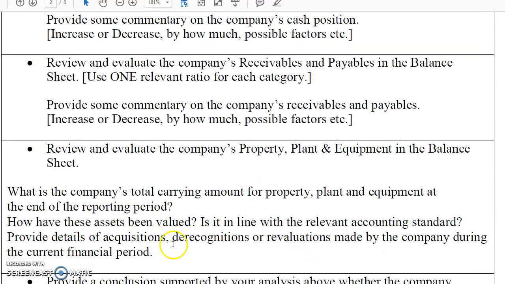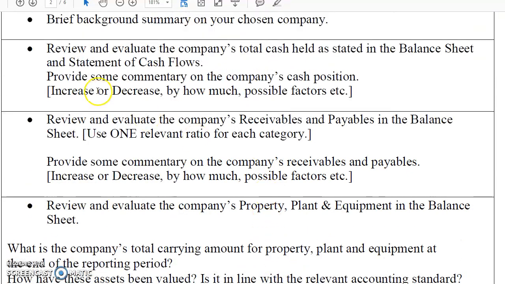If there were any acquisitions, like we said, this is in your cash flows under the investing activities. It will show the acquisitions made during the period. If there were any sales during the period, that is also shown in your statement of cash flows under investing activities. If there were any revaluations made during the period, that means the company is using fair value and increasing or decreasing the value of some of its assets. Again, it will be shown in the notes to the financial statements.